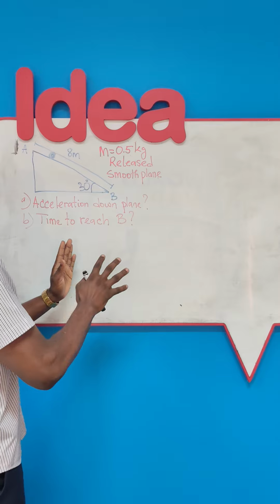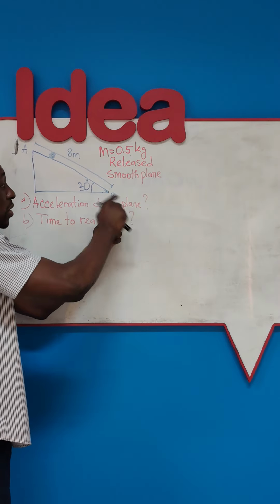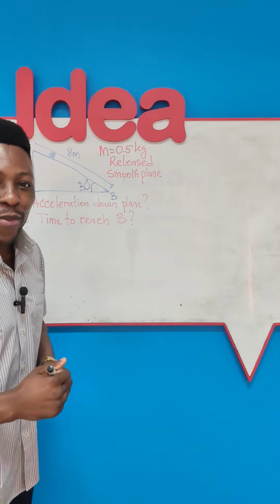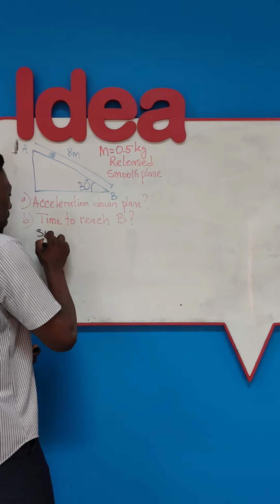Now here is a question. Number one, find the acceleration down the plane, and find the time it takes to reach B. Follow me, dear friends. Solution.